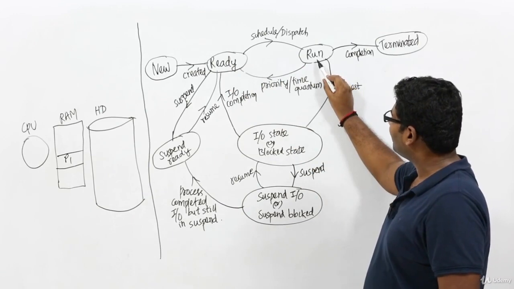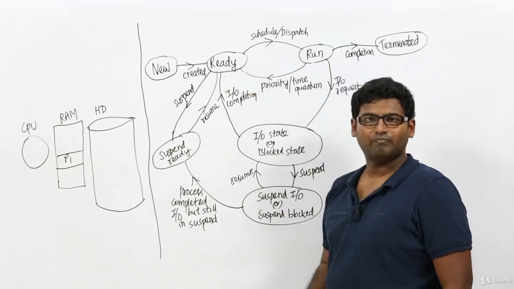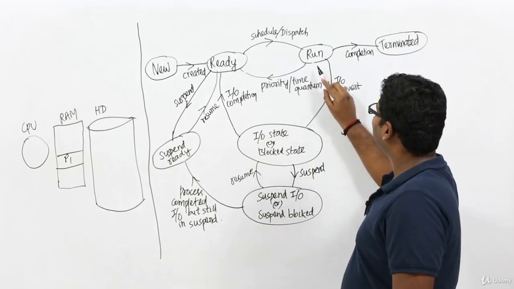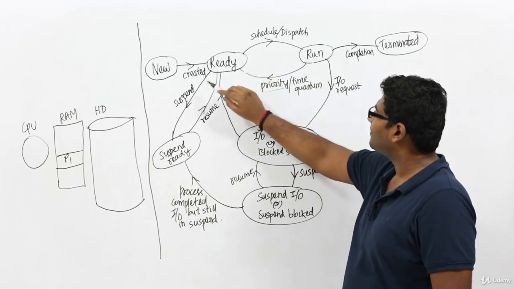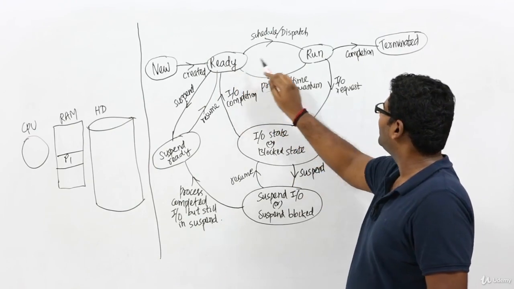After execution for some time, the process will either go back to ready state. Why? In case of preemption. A process can be preempted because of priority, because a high priority process might come into the RAM, and so that process might have to be scheduled.